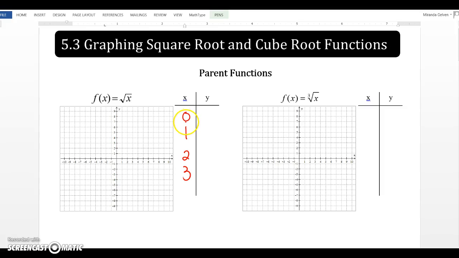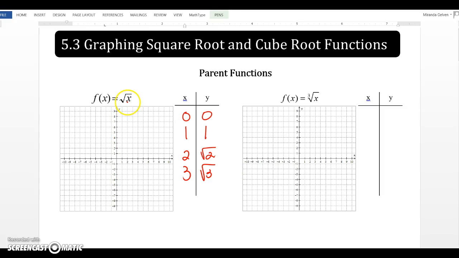So when I plug in 0, I get the square root of 0, which is 0. When I plug in 1 for x, I get the square root of 1, which is 1. When I plug in 2, I get the square root of 2. When I plug in 3, I get the square root of 3. Those are hard y values to work with. So what if I pick something a little bit more friendly to work with?